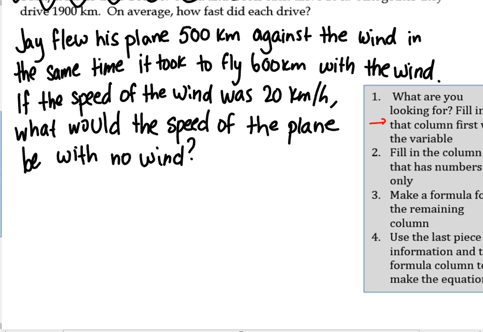Okay, Jay flew his plane 500 kilometers against the wind. In the same time it took to fly 600 kilometers with the wind. If the speed of the wind was 20, what would the speed of the plane be with no wind? It's a fun one. No? Easy? Good.